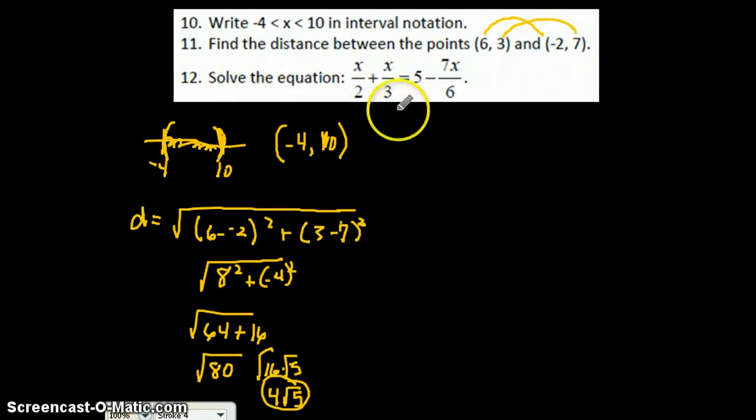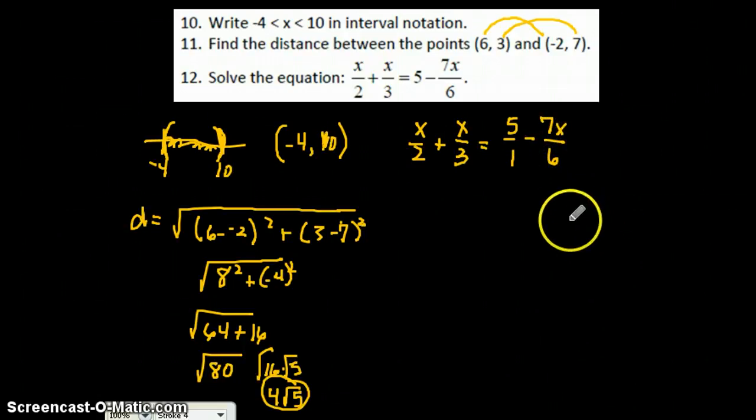Now, the toughest problem in this section is number 12. So it's an equation. All right, so I have x over 2 plus x over 3 is equal to, I'm just going to do this and say 5 over 1 minus 7x over 6. You can call this an equation with fractions if you want to. The easiest way to do this is to multiply everybody by the common denominator. The common denominator is 6.